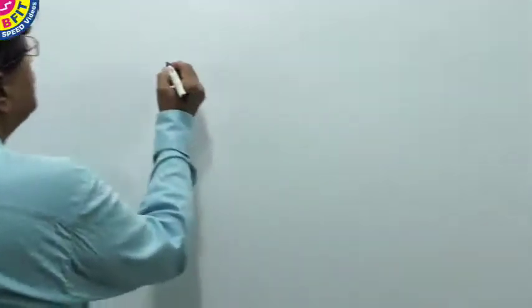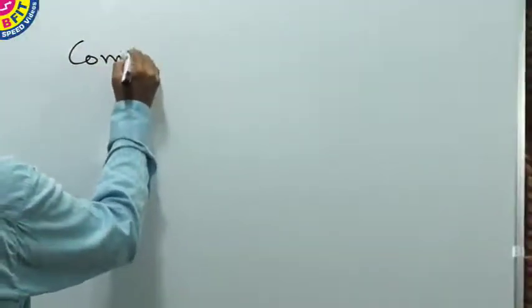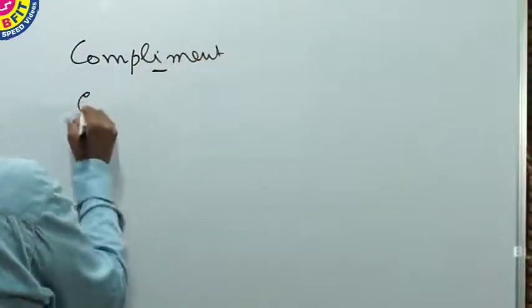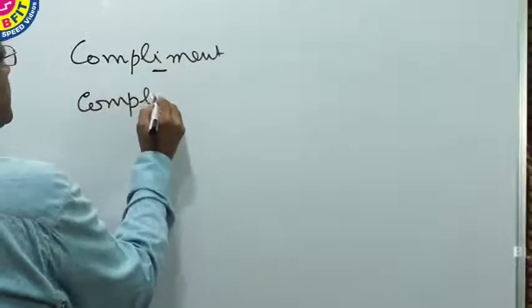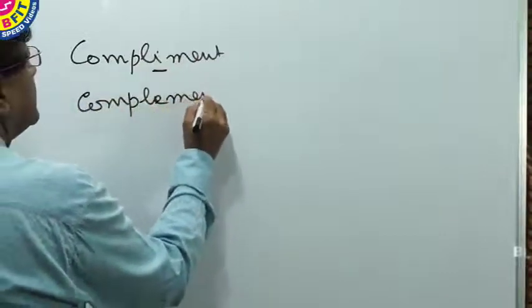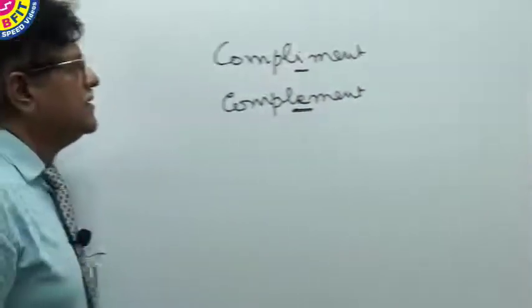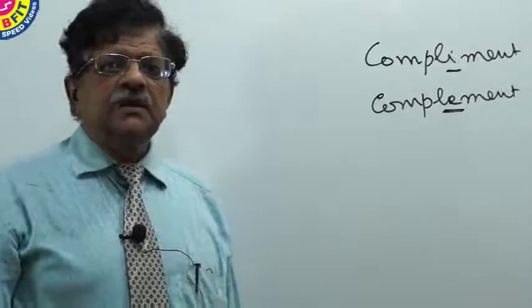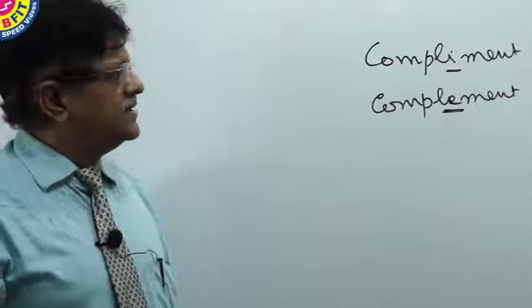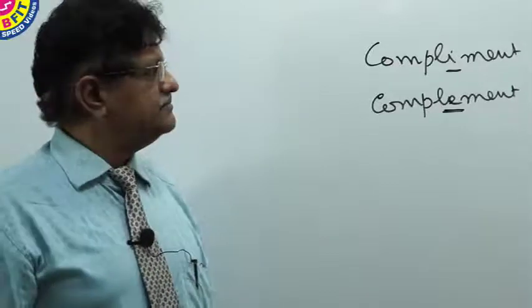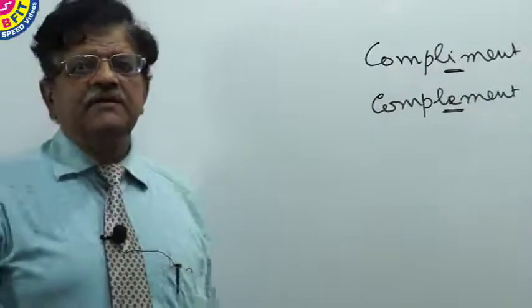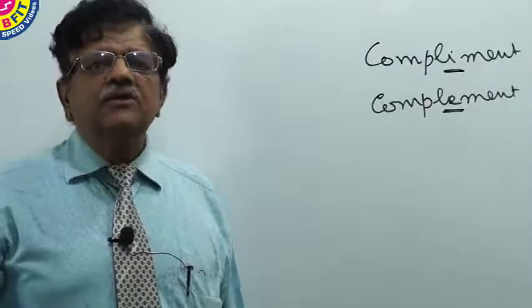What is the meaning of the word complementary pair? We have got two complements in English. Complement I and the other is complement E. What is the difference between the two? Suppose I say Sudha is a very intelligent girl. I am paying compliments to her. What is complement? Complement means one supports the other.